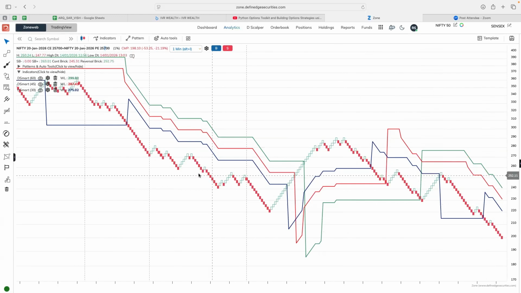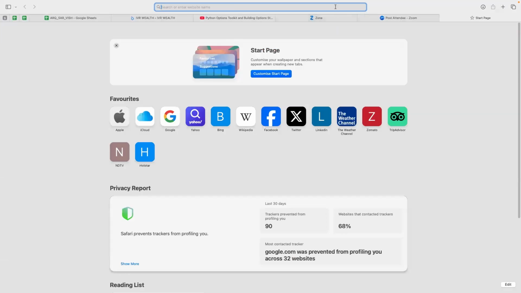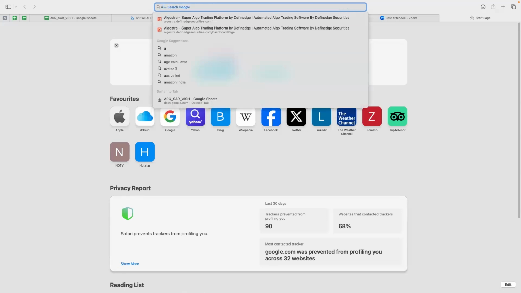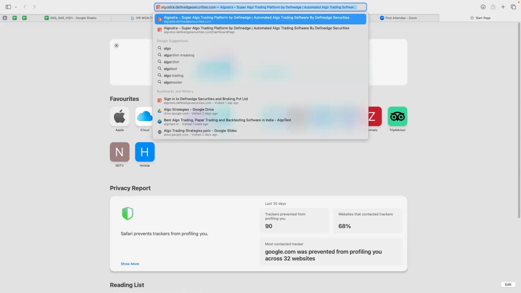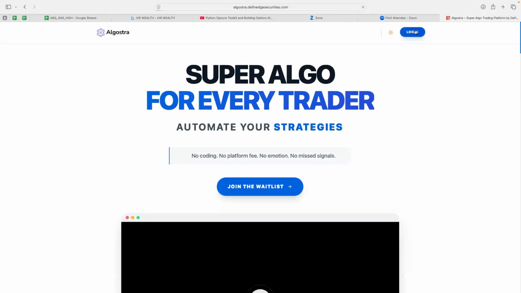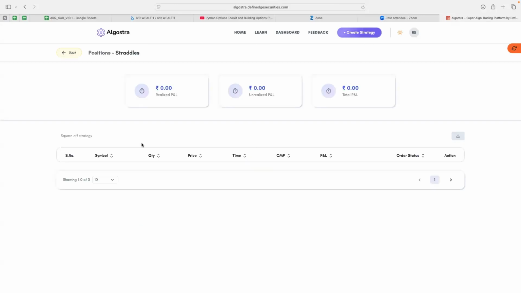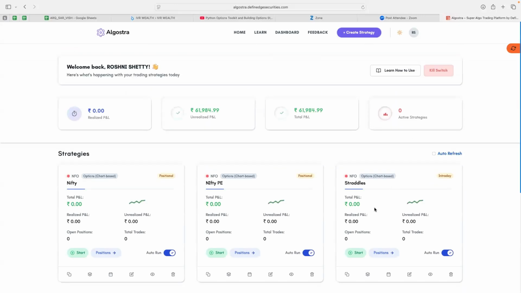This is more or less already there on Algostra, but I'm not happy with the way Algostra is doing. Let me show you that also. I want you all to try this on your manual front. Okay? Straddles. Sorry.